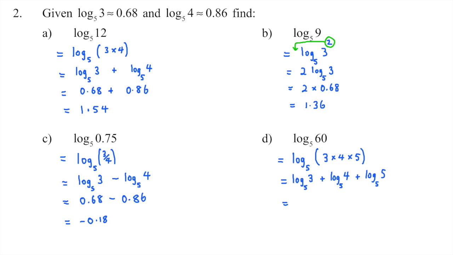Log to base 5 of 3 is 0.68. The log to base 5 of 4 is 0.86. But what is this log to base 5 of 5? Well, we actually do know it. What power do you put above 5 to get an answer of 5? You put a 1. Which means when I add those 3 things up now, I will get 2.54, and there's my answer. So they're quite tricky little processes, those ones.